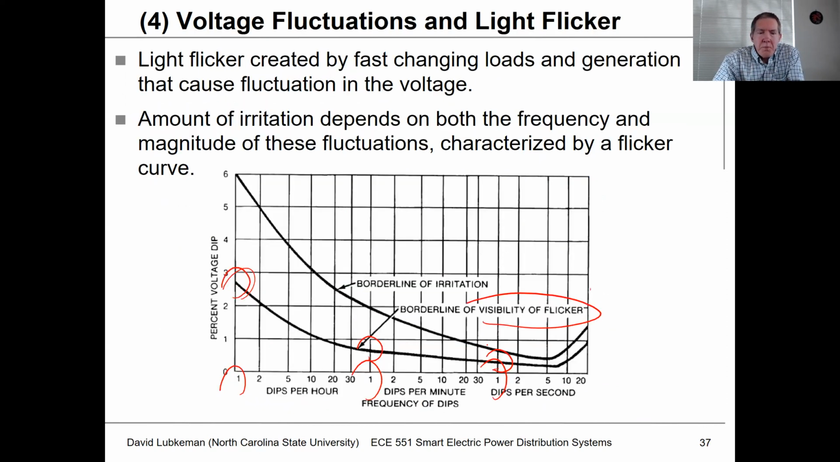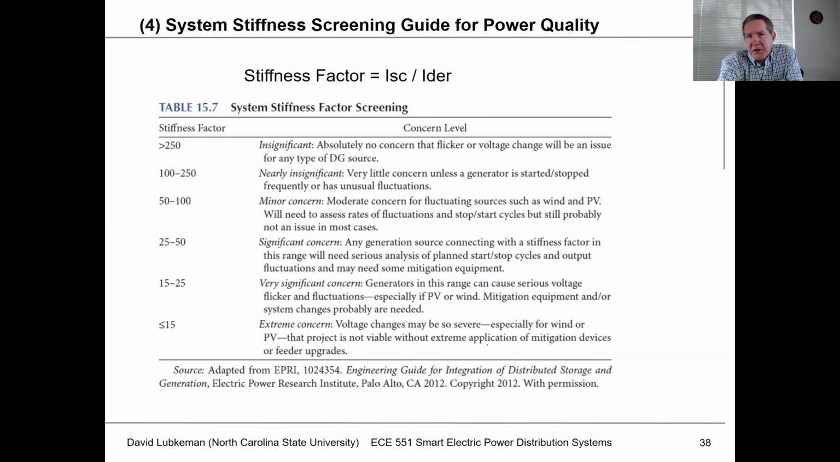Now, something we can look at to give us an indication about whether this is going to be an issue or not is something called a stiffness factor. Basically, we're looking at how stiff the grid is. We can characterize this by short circuit current, because the larger the short circuit current, the lower the impedance is and the stiffer the grid is.